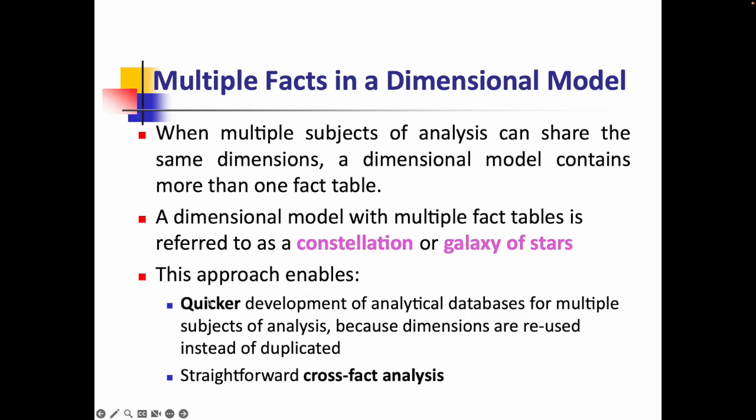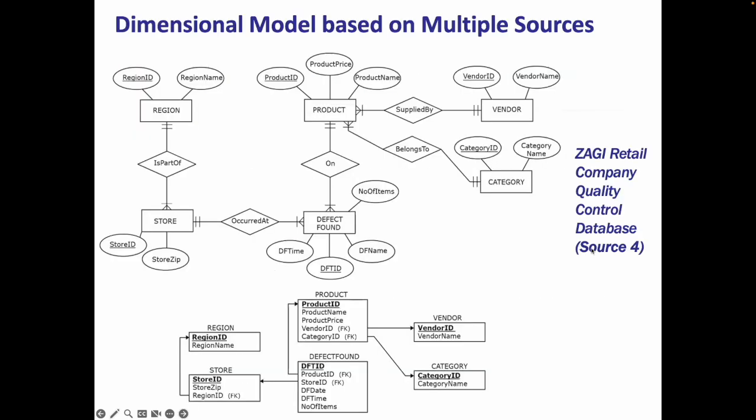So it allows for quicker development of analytical databases for multiple subjects of analysis, for example, sales and returns, because dimensions are reused instead of duplicated. So instead of having product, customer, and time repeated for the return fact and the sales fact, let's have both facts with the same dimensions and a straightforward cross-fact analysis. That allows you, for example, to compare sales versus returns, right?